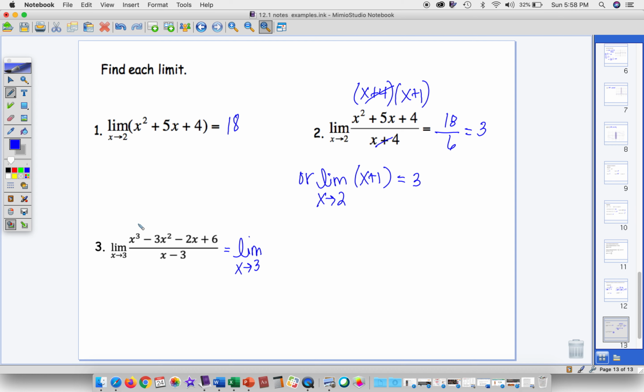So here, let's see, I can pull out the x squared, and that's from the first two terms, that's x minus 3. I can pull out a -2, and that gives me x minus 3. So my factorization is x squared minus 2 times x minus 3, and that's over x minus 3. So here I'm saying the limit of this rational function is equal to the limit as x approaches 3 of the factorization, which is equal to the limit of the simplification, which is x squared minus 2.